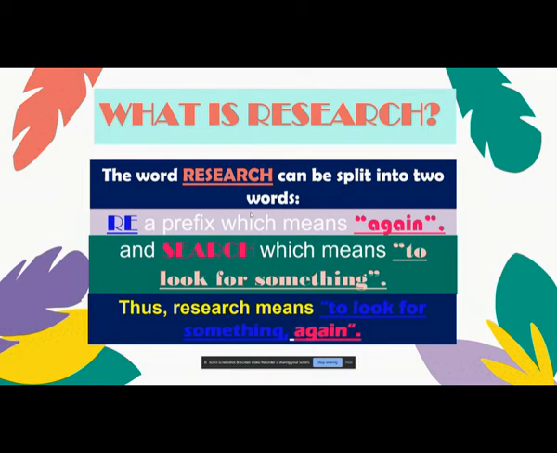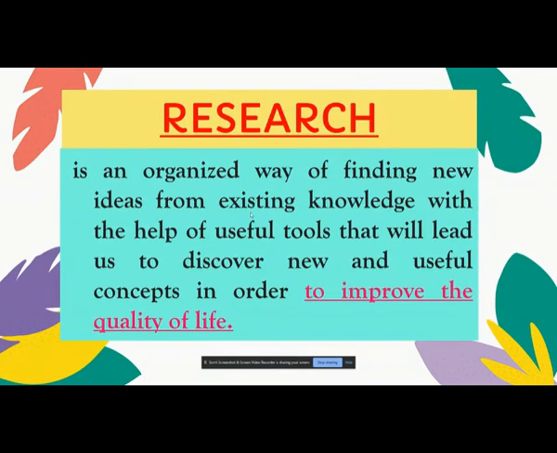This is something that was done before, and as a researcher, you have to work again in order to improve that certain kind of study or a certain work. So when we talk about research, it is an organized way of finding new ideas from existing knowledge with the help of useful tools that will lead to discovering new and useful concepts in order to improve the quality of life. The only purpose of having this research is, of course, to find solutions to the problem, as well as finding or improving the quality of life.